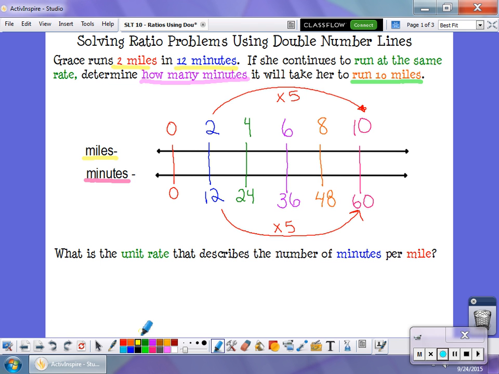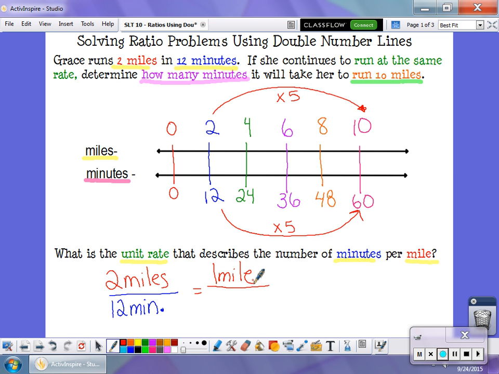Now this question down here says, what is the unit rate that describes the number of minutes per mile? Now we can use our double number line for this also, but let's start off with what we've been doing. When we've done problems like this in the past, we've set them up as a ratio. Grace runs 2 miles in 12 minutes. But we've realized, okay, I don't want to know how long it takes for 2 miles. What I really want to know is how long it takes for 1 mile.